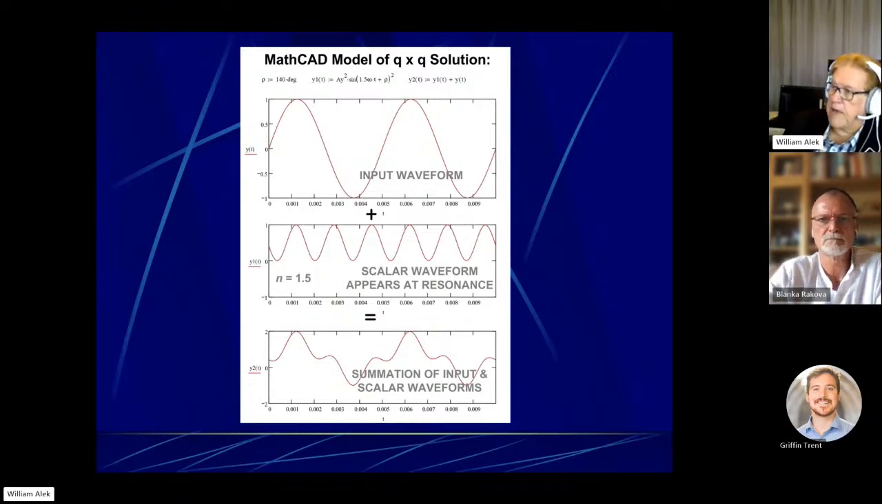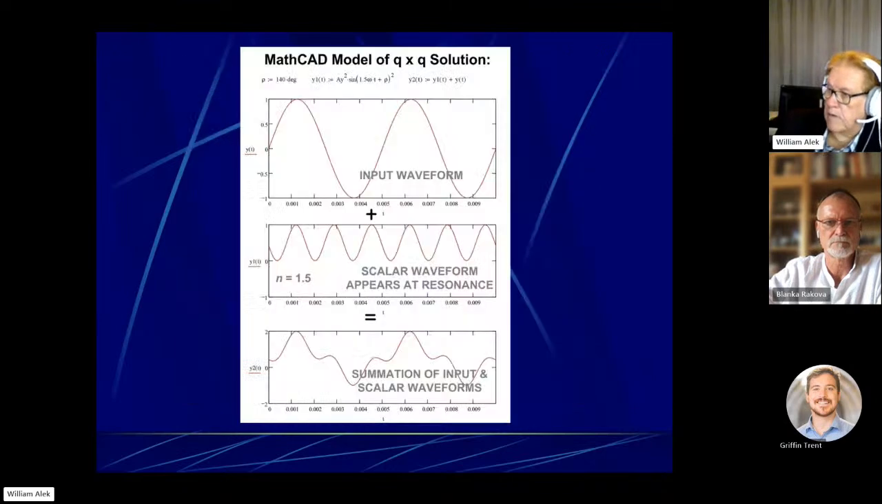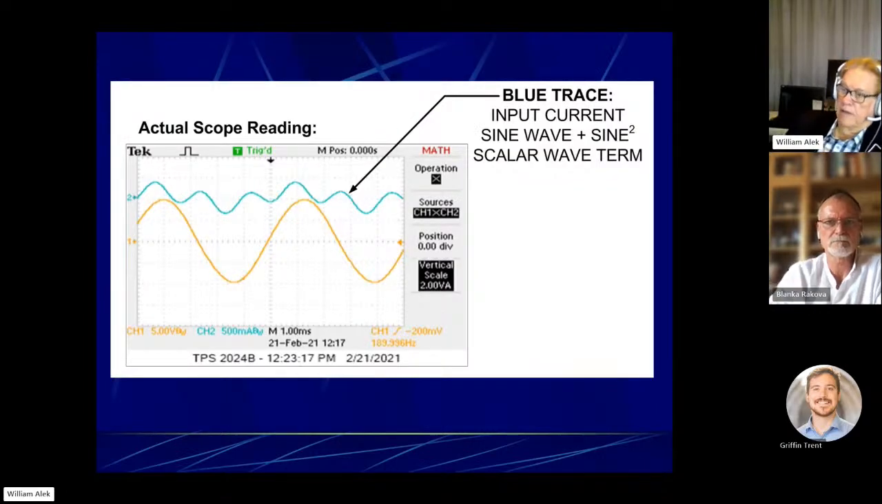To go back a slide, there's your oscilloscope, and that's that funny wave shape at the top, that blue wave shape. This is what happens when you add these two together. So the actual scope is what we see: the input waveform, the sine wave, plus the sine squared term. And that's our scalar wave.